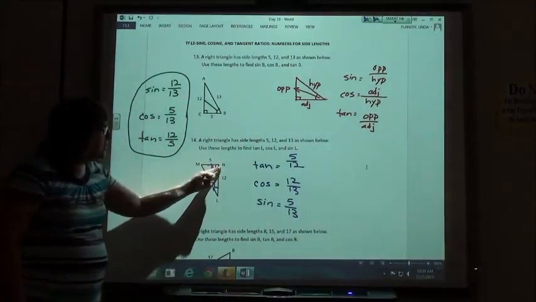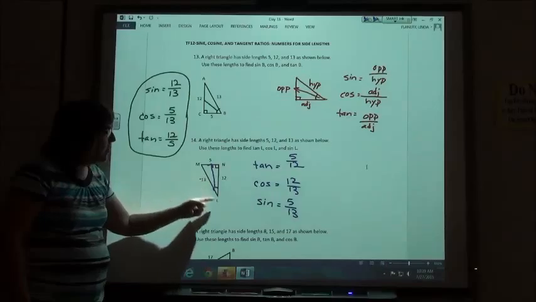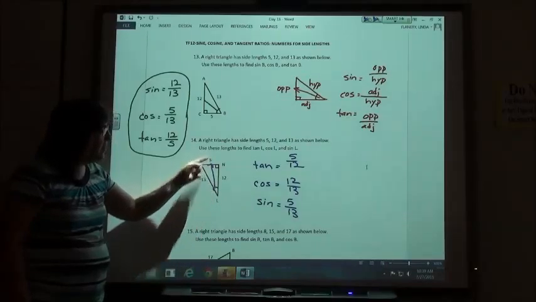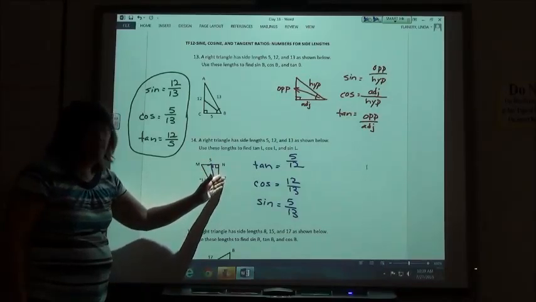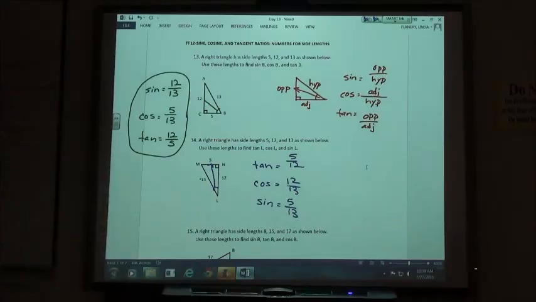So the hypotenuse is always opposite the right angle. The opposite is opposite the angle you're next to, and the adjacent should be that other side that's right next to that angle when you're looking.